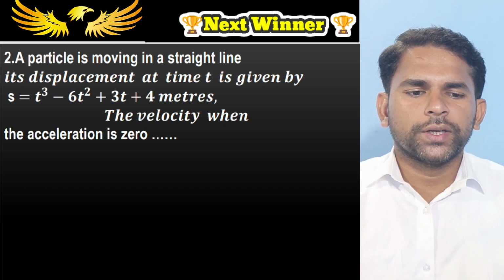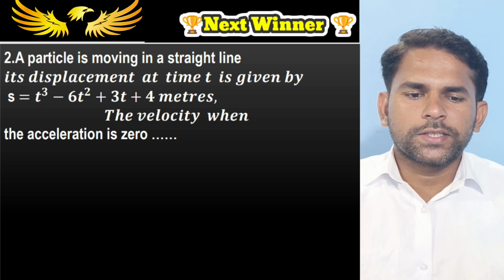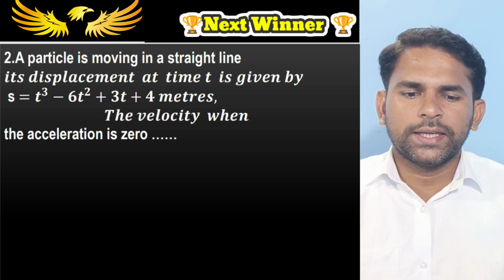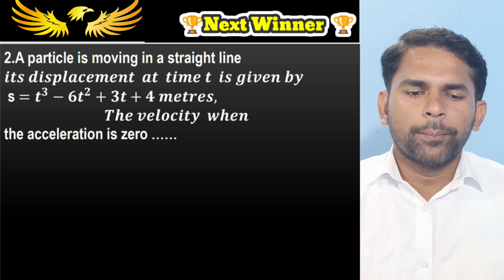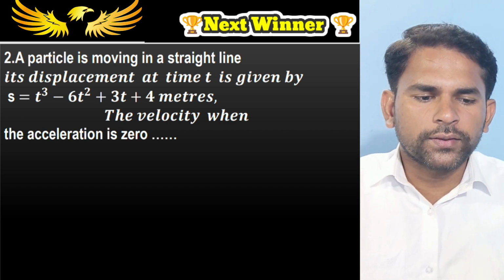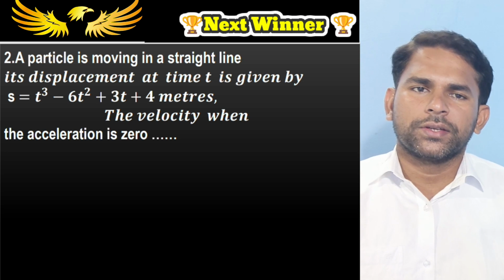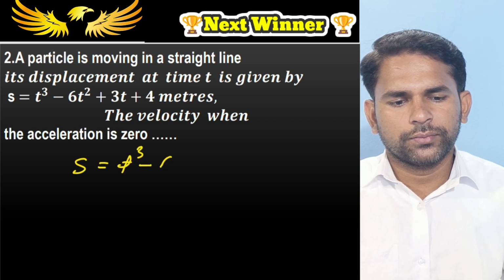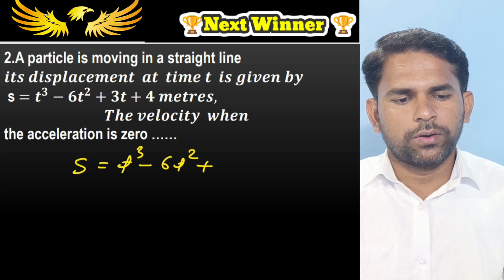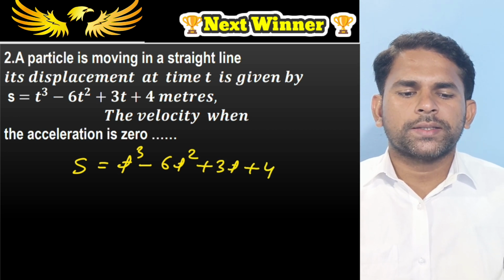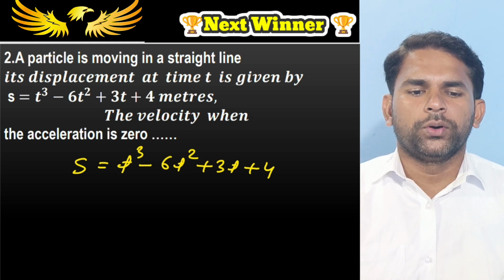A particle is moving in a straight line. Its displacement at time t is given by s is equal to t cube minus 6t square plus 3t plus 4 meter. And they are asking what is the velocity when the acceleration is 0. Here displacement is given. Step by step we will solve it. s is equal to t cube minus 6t square plus 3t plus 4.